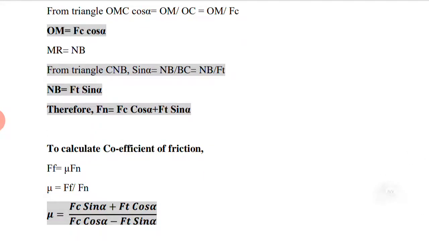To calculate the coefficient of friction, Ff is equal to mu into Fn, so mu is equal to Ff by Fn, which is equal to Fc sin alpha plus Ft cos alpha divided by Fc cos alpha minus Ft sin alpha.